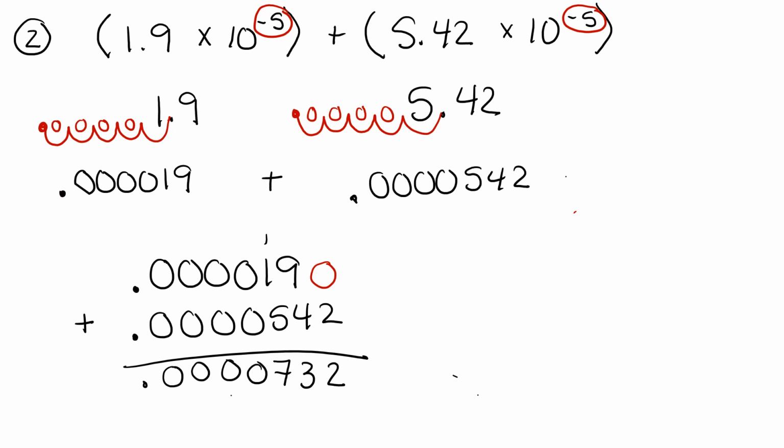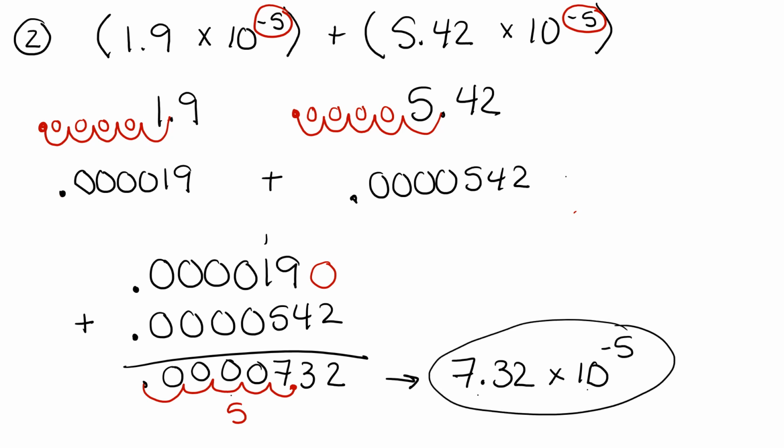0.0000732. To write the answer in scientific notation, we move the decimal point back 1, 2, 3, 4, 5 times. And we get our answer of 7.32, always times 10. And it's to the negative 5th power because the zeros are in the front of the number, representing a small number, which is why it is a negative exponent.